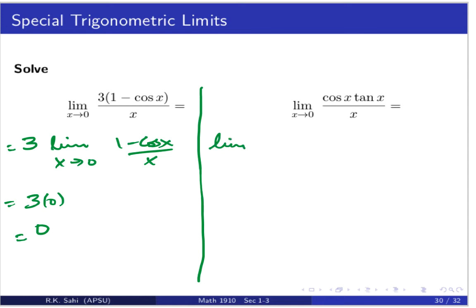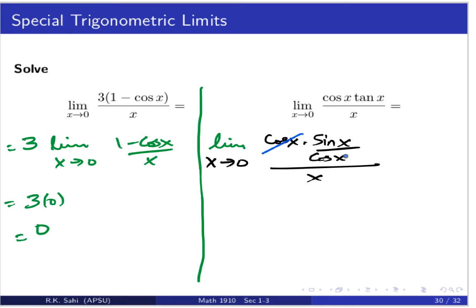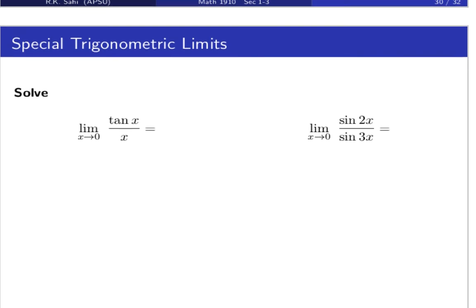The limit as x approaches 0 of cosine x times tangent x. Nothing can be done with cosine x, but we know tangent x is what? Sine x over cosine x, the whole divided by x. Now clearly, the cosine x and cosine x here can cancel out. What are we left with? The limit as x approaches 0 of sine x over x. Now this limit we already know. The answer is 1. Okay, let's look at a little bit harder problems.